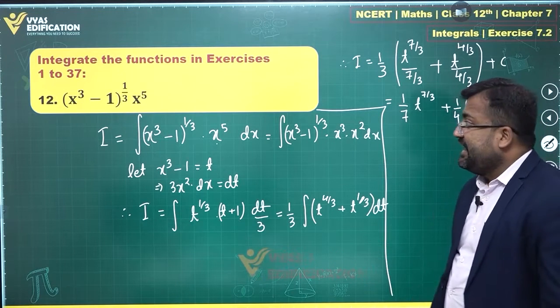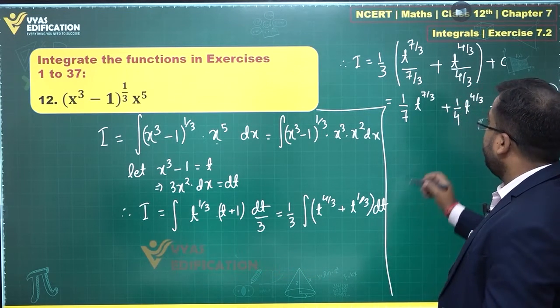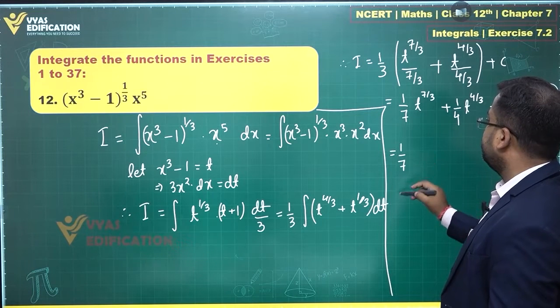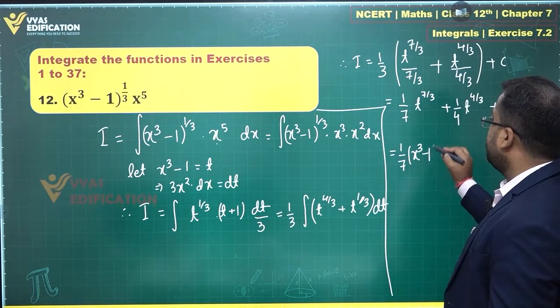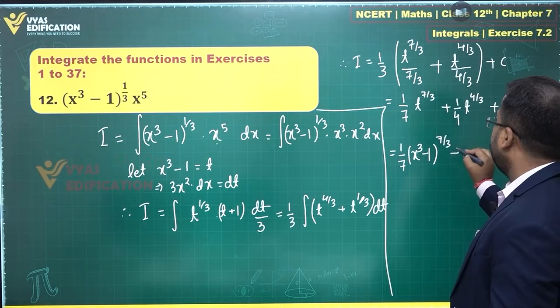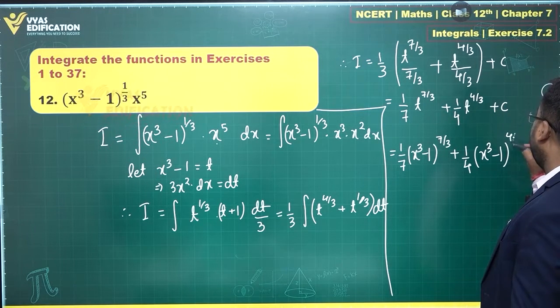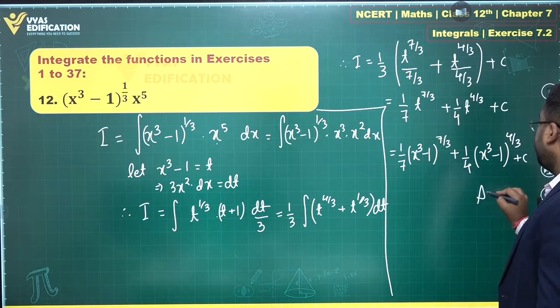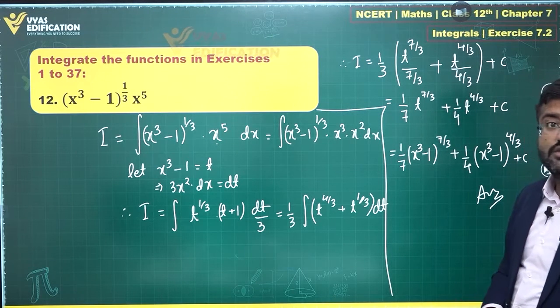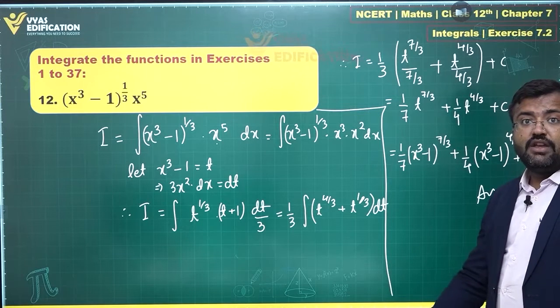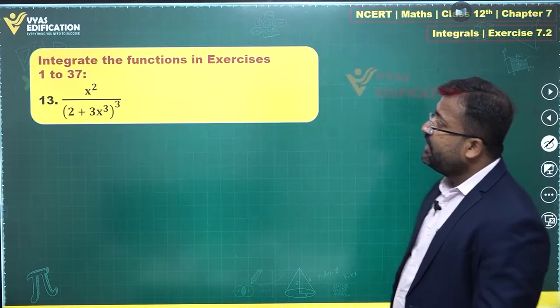And what else? t can be substituted again in terms of x. This is 1 by 7 x power 3 minus 1 power 7 by 3 plus 1 by 4 x power 3 minus 1 power 4 by 3 plus the constant of integration. And yes, that's the required answer for this question, as you can see over here. This is the 12th question for us.